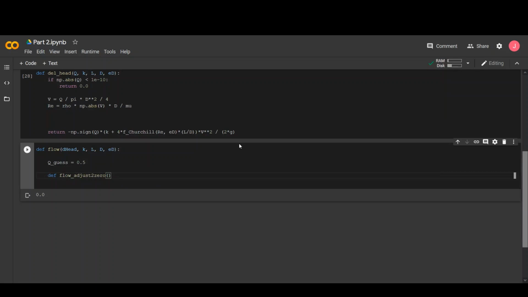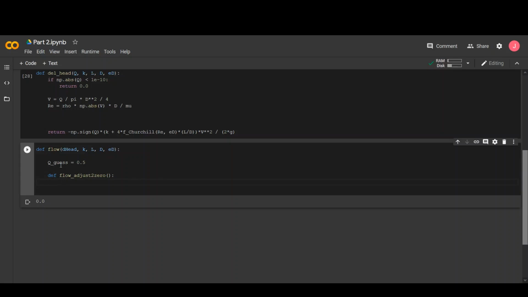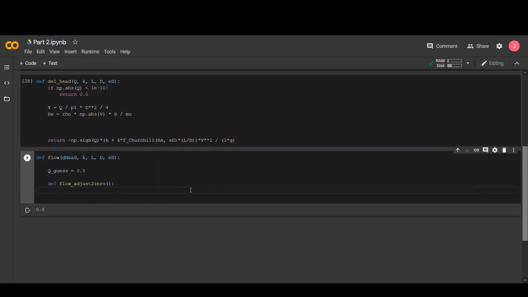Okay, I think that's all right. And what is this flow that we're supplying to it? Well, if we think about this, we're going to be supplying some sort of flow, and that's really going to be our guess, right? So it would be like our Q guess.